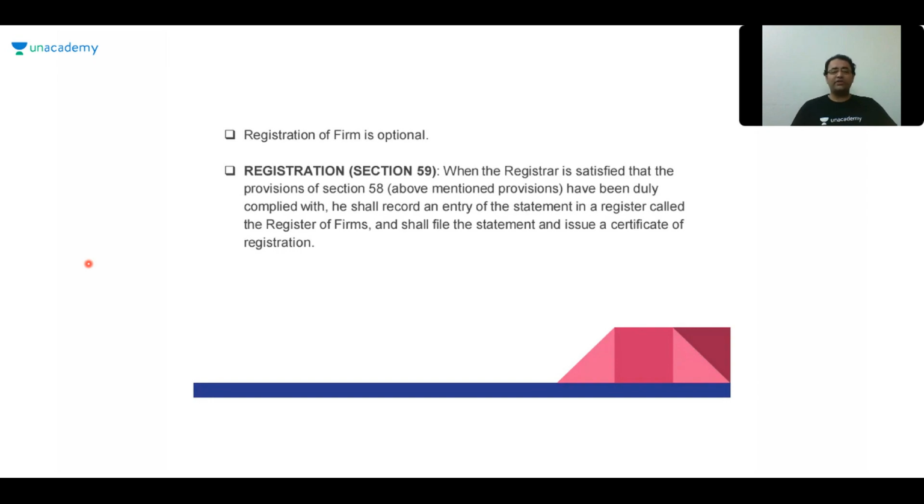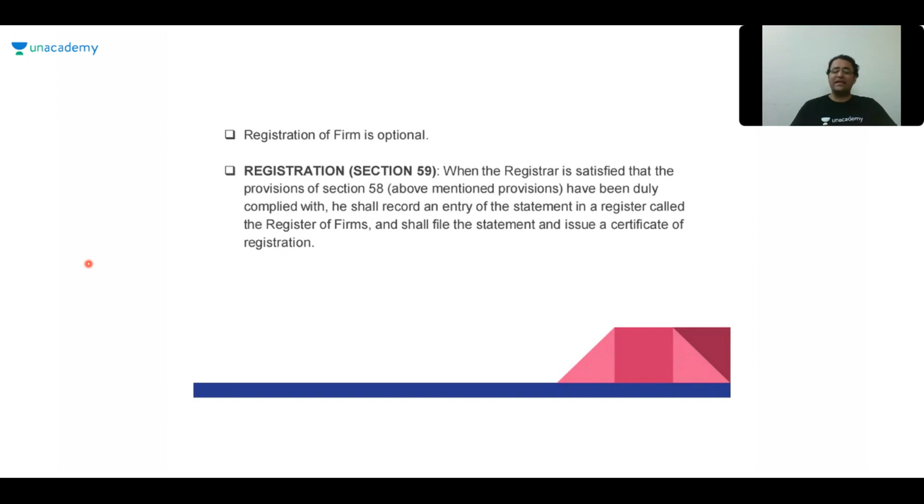Now, the registration. When the registrar is satisfied that the provisions of Section 58, the above mentioned provisions, have been duly complied with, he shall make an entry of the statement in the register called the Register of Firms, and shall file the statement and issue a certificate of registration. So once you file a statement with the registrar, he will scrutinize the statement, he will see if the fee is paid, and if there is anything wrong with the statement, he will send it back to the partners and tell them to redo it or make the correction.